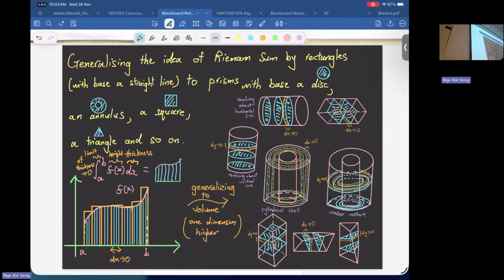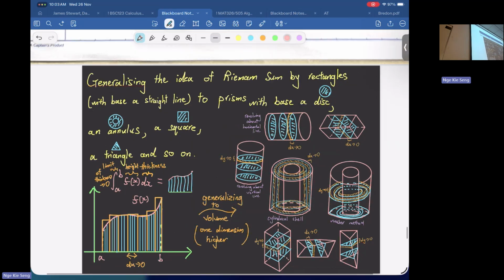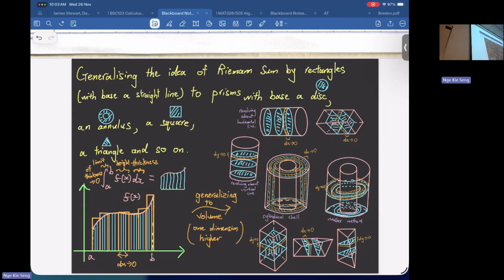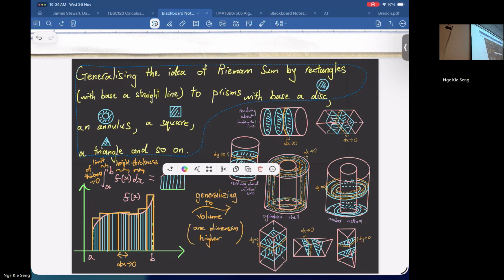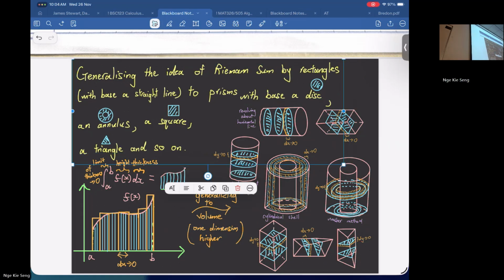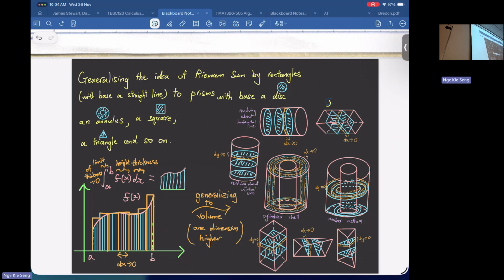So this is the geometric meaning of the integral.